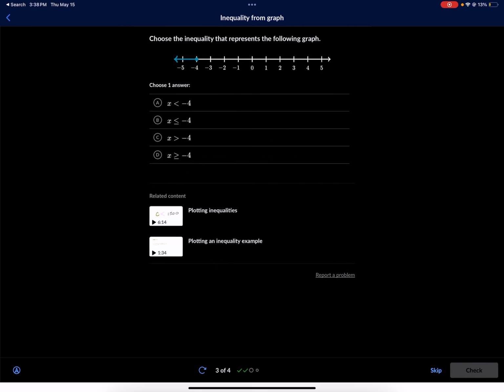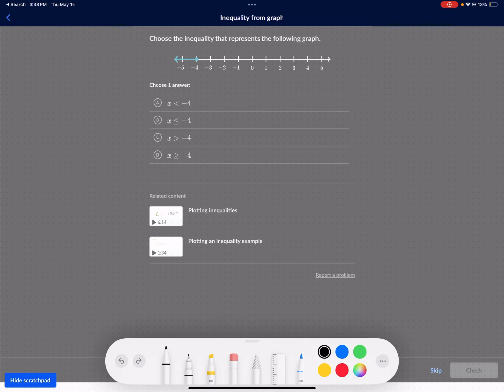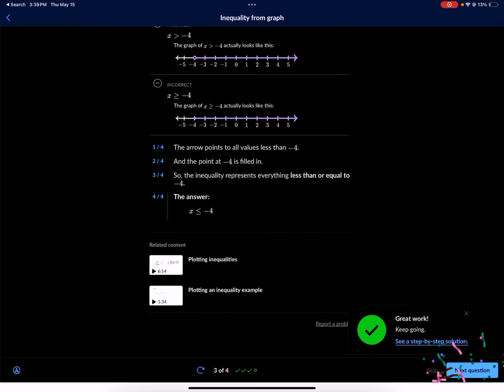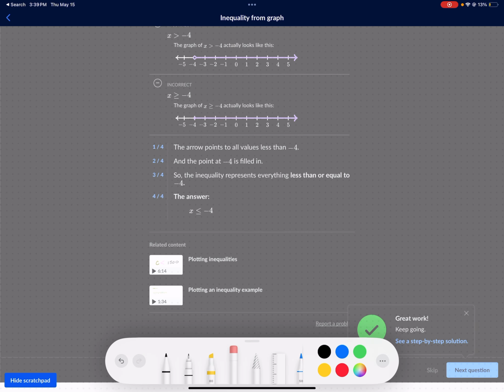Alright, we have a dot here. So what does this mean? Yep, equal to. And now it's going to the left. So that means we have less than or equal to. So the answer here is B. If you got that right, good job. If you didn't, here's the videos. And happy studying.